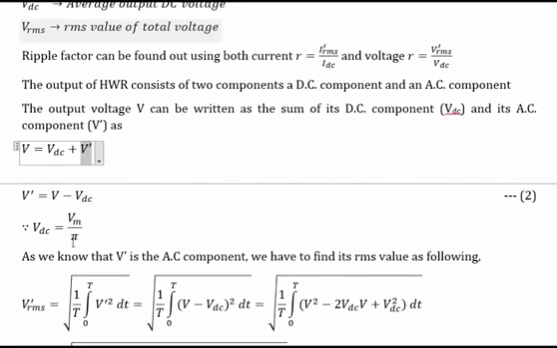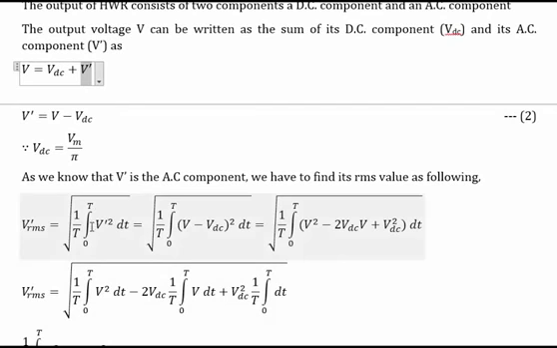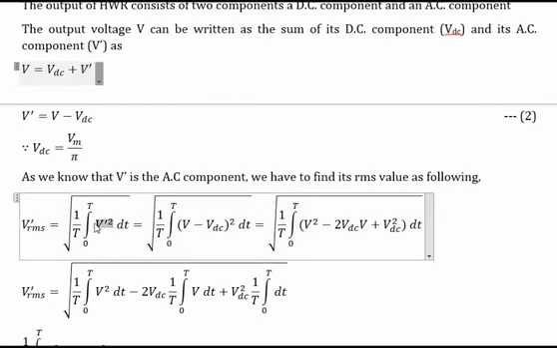Using V dash we can find V dash RMS by doing the same thing: squaring it, V dash square, then taking its mean, integral from 0 to T dt divided by T, and taking its root. This is V dash RMS of this V dash. So we have taken the RMS of it.